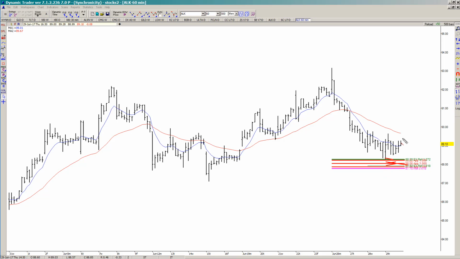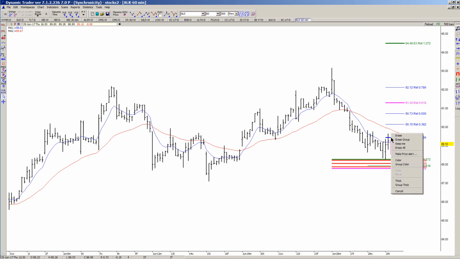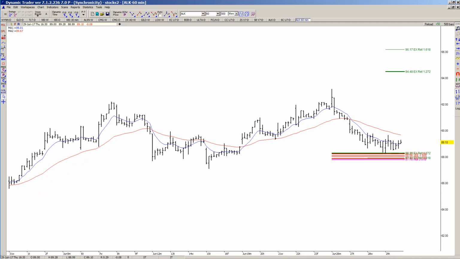If I do see a buy signal, my stop can be placed underneath that zone. And then the potential upside target, if this low is any good, is going to be the 1272 extension of the swing into the zone, which is the 94.48 area. And I will consider myself wrong on this setup if we break underneath this zone.